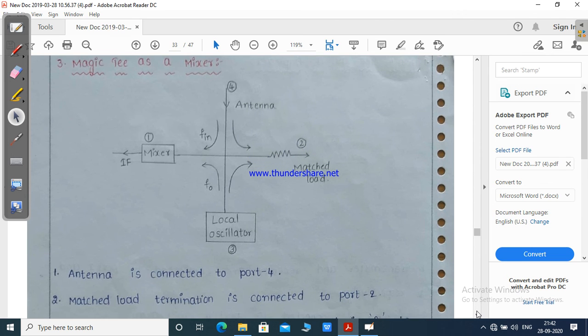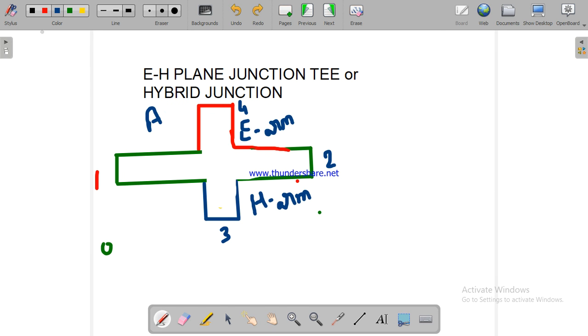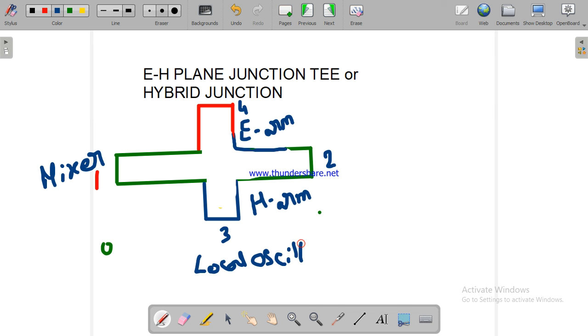Next, Magic Tee as a mixer. The same diagram we will see for Magic Tee as a mixer. Here we are using a mixer. At port 1 we are connecting the mixer. At port 3 we are connecting a local oscillator. Port 2 is perfectly matched, and at port 4 we are using an antenna.